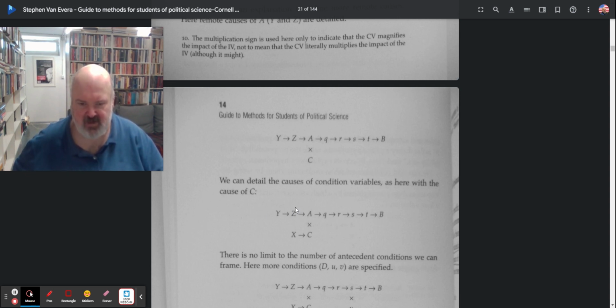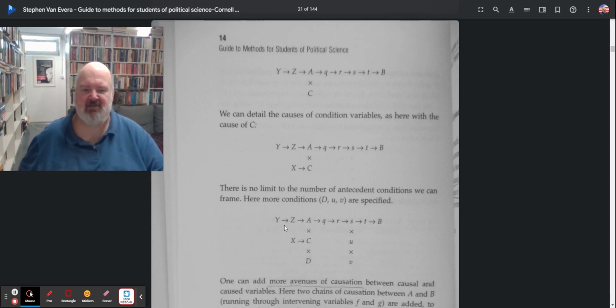Now this and this are intermediate variables now. They're no longer the independent variable. This is the independent variable here. This is the dependent variable. Independent variable is always the initial one. This is now being a cause. This is intervening.